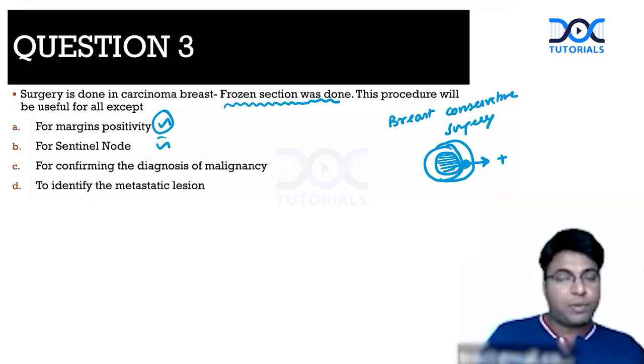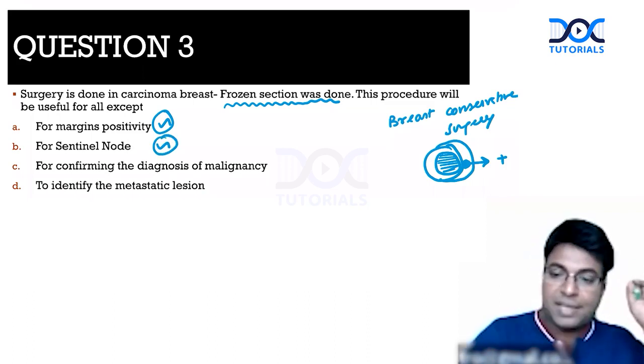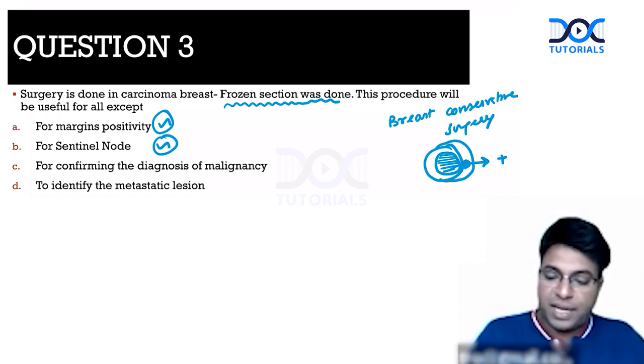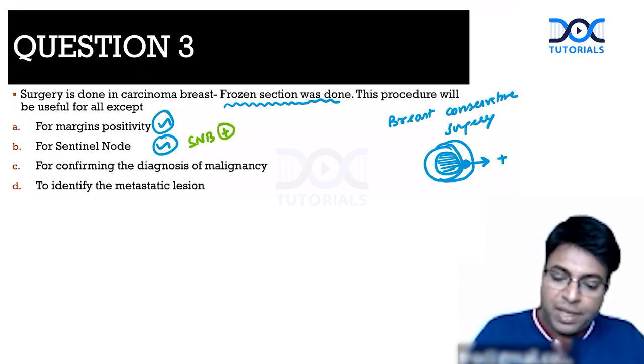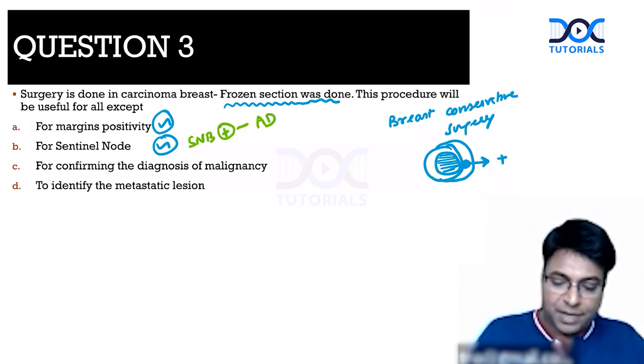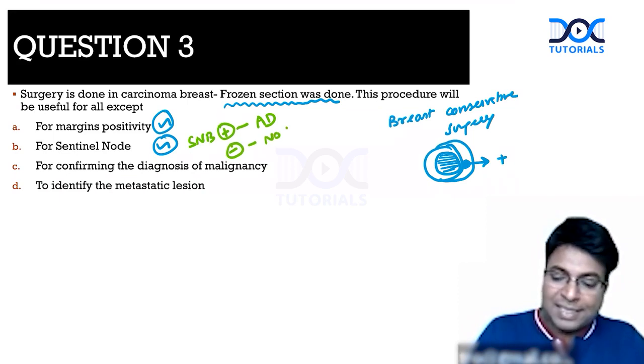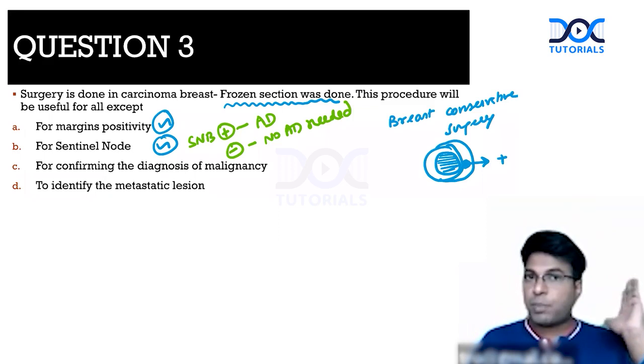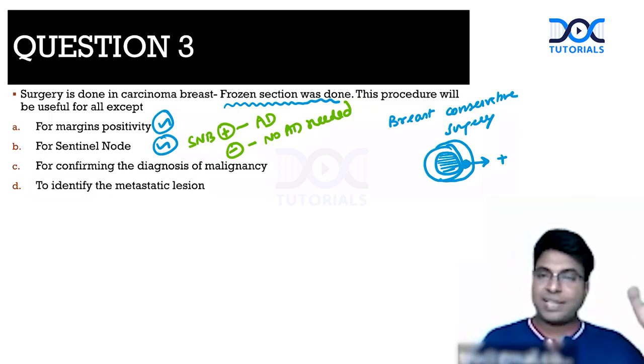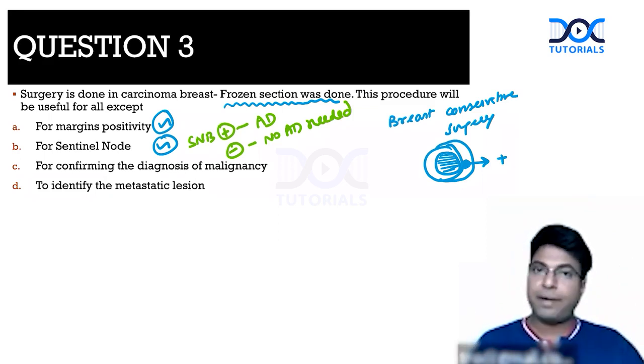For sentinel node, everyone knows that answer. Sentinel node is the main reason we are using frozen section. If sentinel node biopsy is positive, we will do extensive axillary dissection. If it is negative, no axillary dissection is needed. That is the concept. If it is positive, we go for axillary dissection. If it is negative, no further axillary dissection is needed.